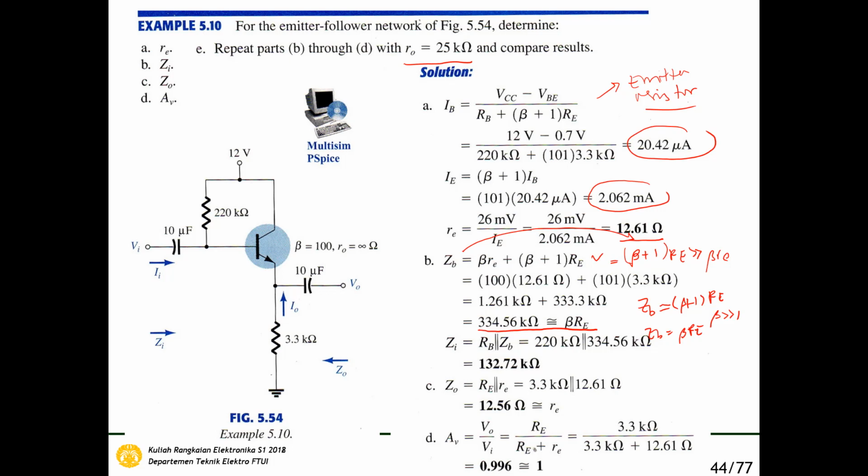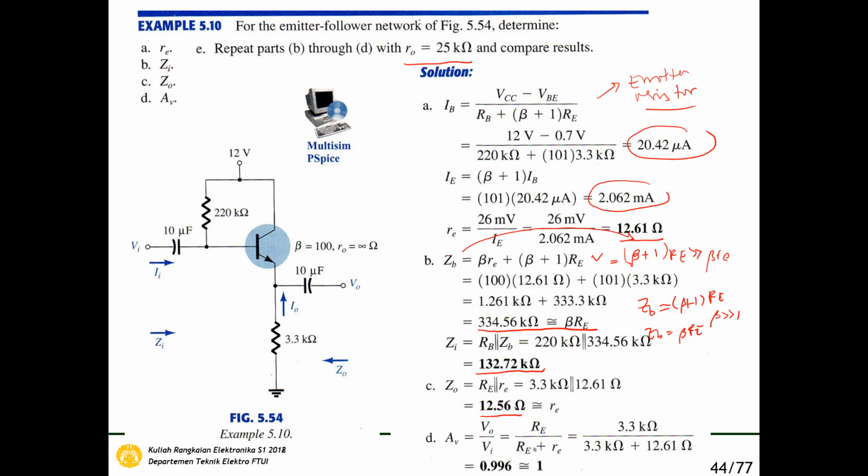And then ZI is RB parallel to ZB. So we got that ZI is 132.72 kilo ohm. And then ZO is equal to re here. So we got that ZO is 12.56 ohm.